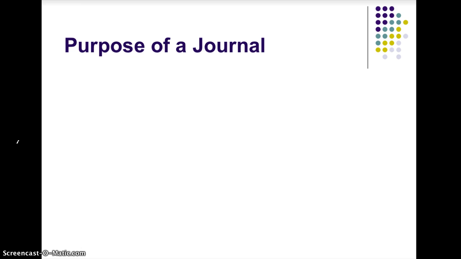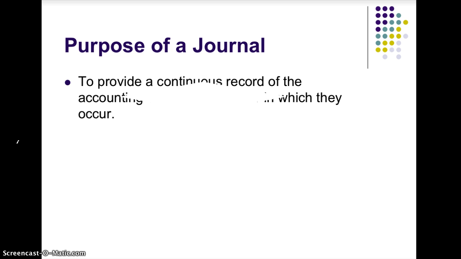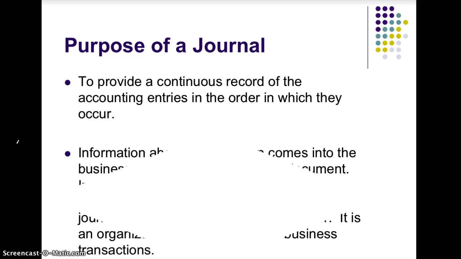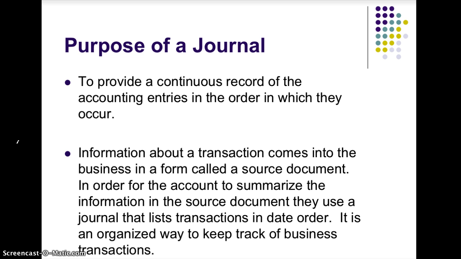So what is the purpose of the journal? Essentially, it is to provide a continuous record of the accounting entries in the order in which they occur, and it makes it easy for accountants to go back and check where entries happened and on which date. All this information is coming from source documents. These source documents are given to accountants, and this is a good way for them to keep it organized and have the lists of transactions in the order that they occurred, by the date that they occurred.